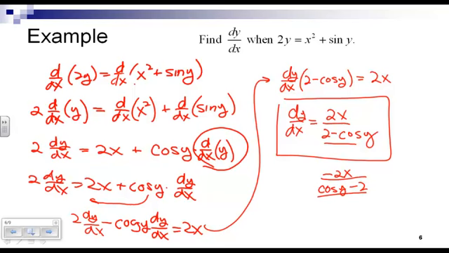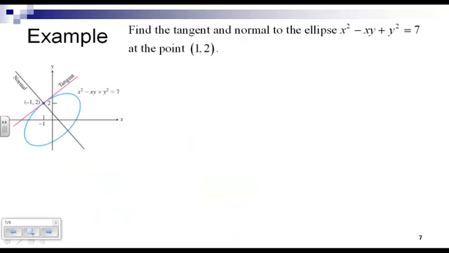Are you ready for another one? Yeah. Did you have this one? Okay. In this one, not only are we going to find the derivative, dy dx, but then we're going to apply that derivative in order to find a normal and a tangent line.